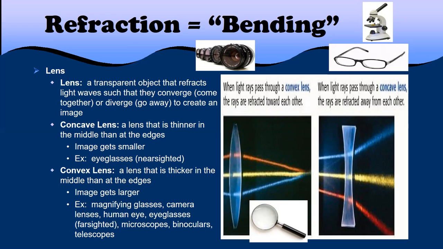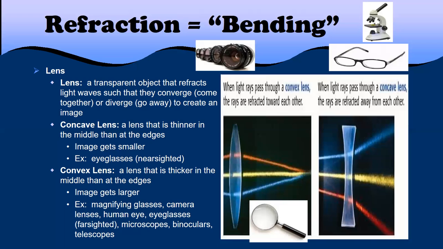Okay, now, so a lens will either make light waves come together, or it'll make them go away, right? Now here we are back to concave and convex again. So still think about that image of a spoon, right?